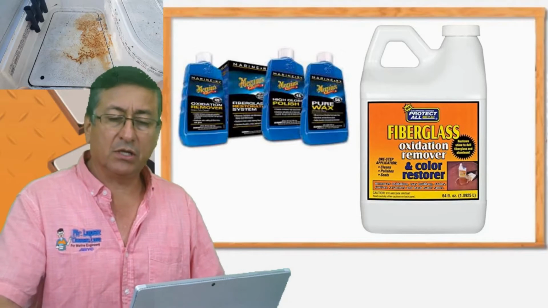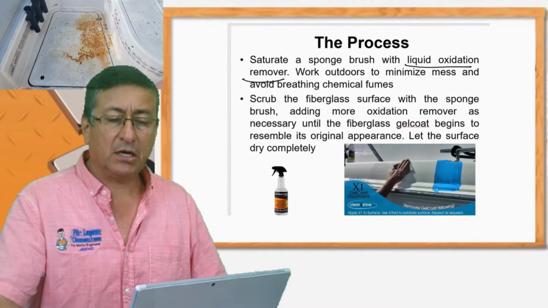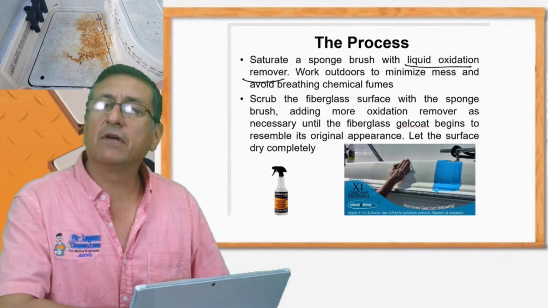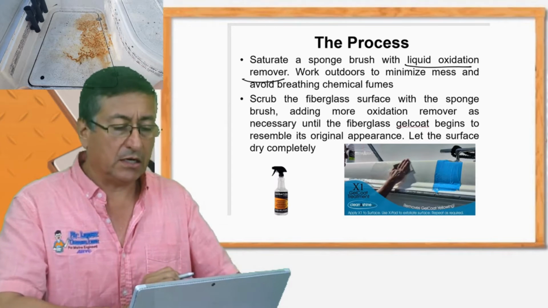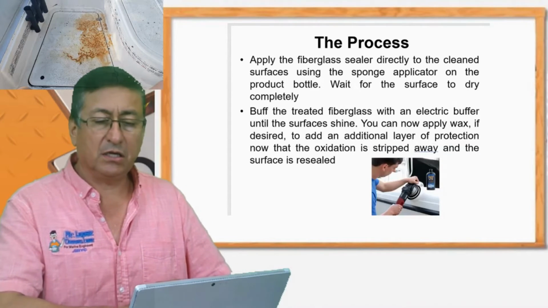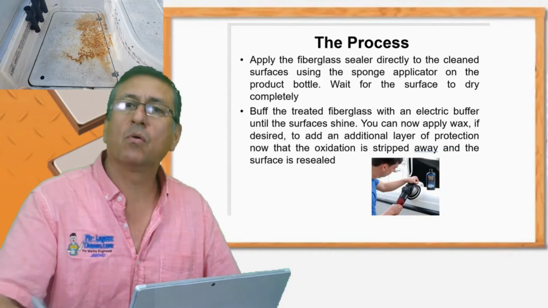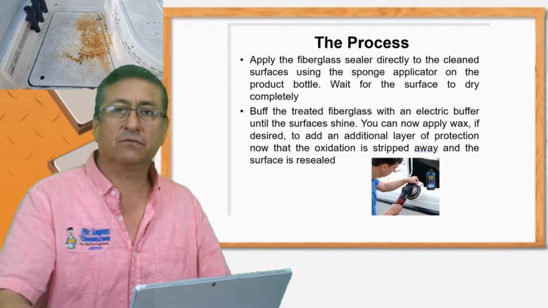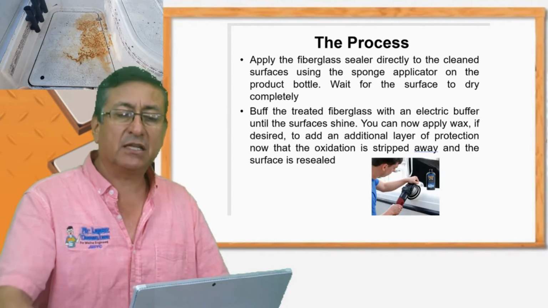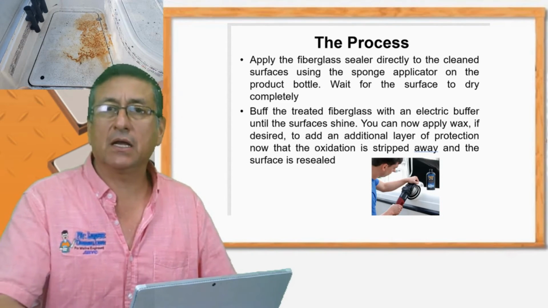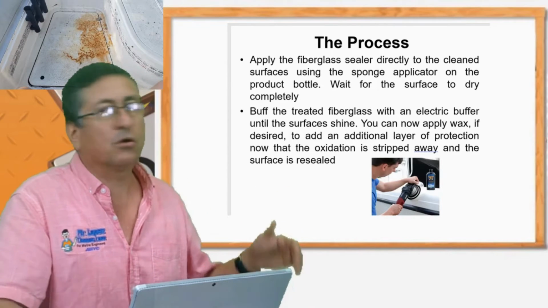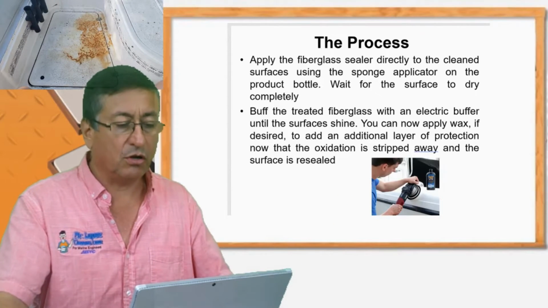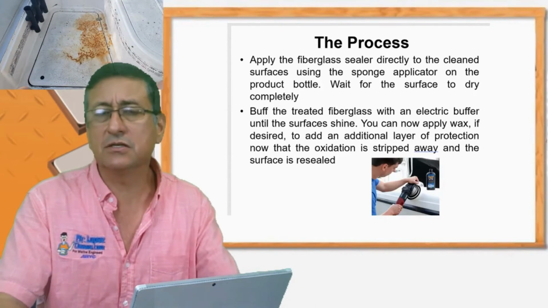You need to apply it on the sponge or on the brush, and add it on the area where the fiberglass is a little affected, and after that you need to wash with water and any type of detergent authorized for fiberglass, and after that you can polish. And you can buff, and you return to the original color of the fiberglass. It's not complicated, it's simple.